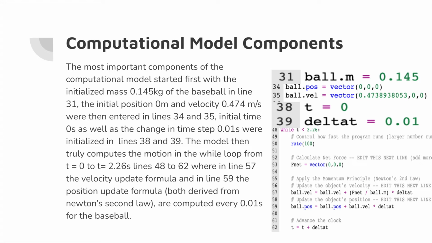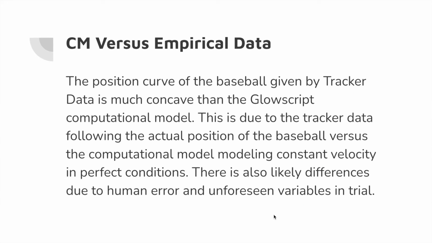Initial time 0 seconds as well as change in time step 0.01 seconds, or delta t, were initialized in lines 38 and 39. The model then truly computes the motion in the while loop from t equals 0 to t equals 2.26 seconds, lines 48 to 62. Where in line 57, the velocity update formula, and in line 59, the position update formula, both derived from Newton's second law, are computed every 0.01 seconds for the baseball versus empirical data.